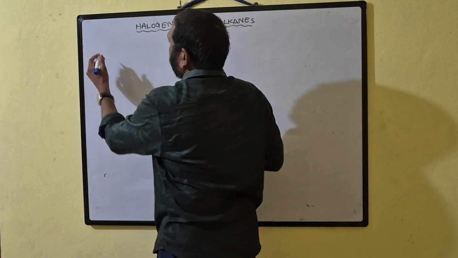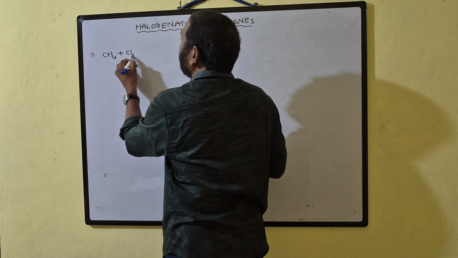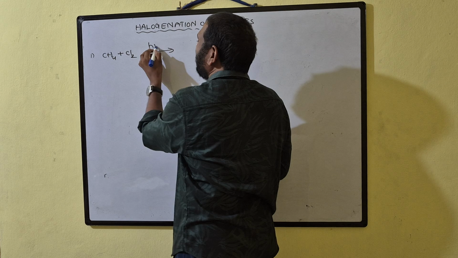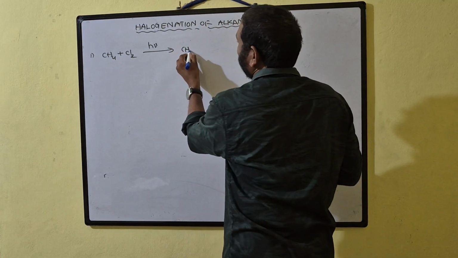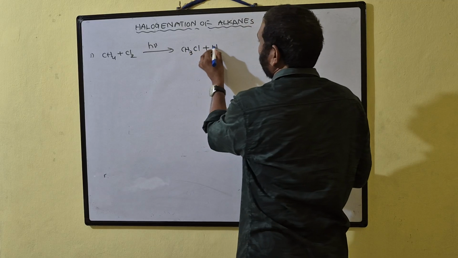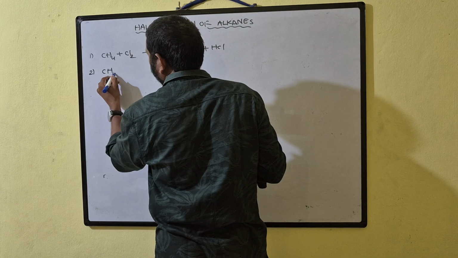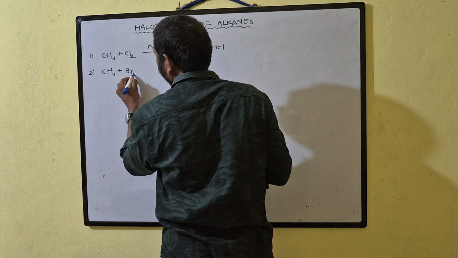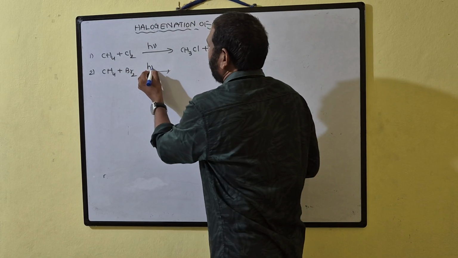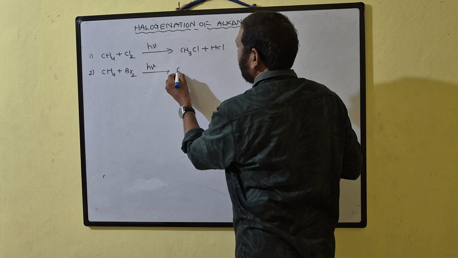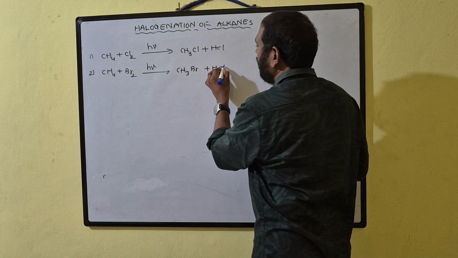Now, for example, I have taken methane. Methane treated with chlorine in the presence of sunlight is called chlorination. What will form? CH3Cl plus HCl. If methane or an alkane is treated with bromine, it is called bromination. In the presence of sunlight, it forms CH3Br plus HBr.